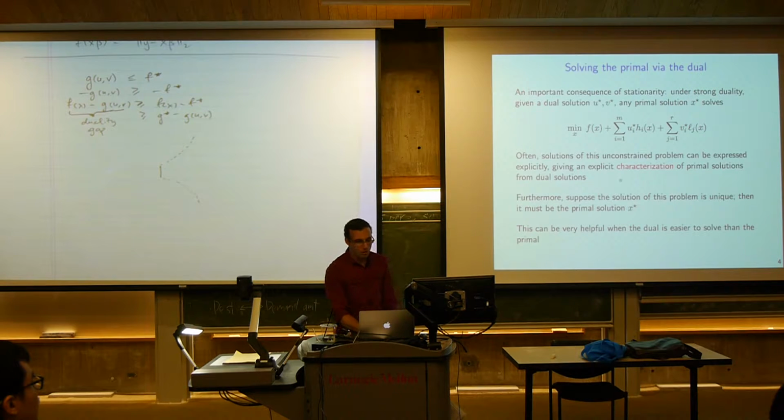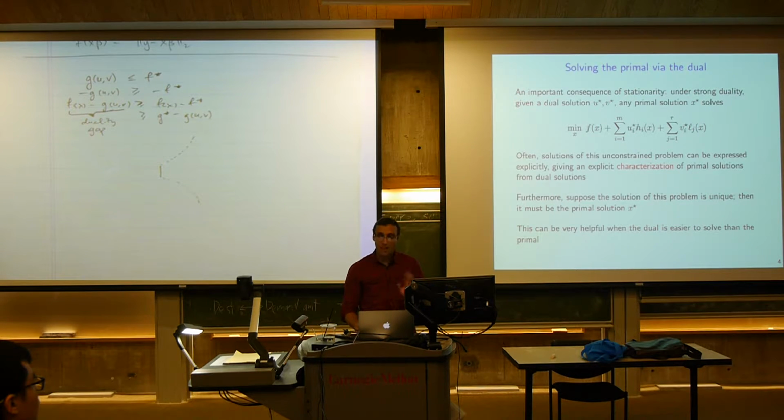And if the solution to this problem is unique, then it must be the primal solution, right? Otherwise, we can think about it as characterizing the primal solution. And this is going to be very helpful when the dual is easier to solve than the primal.